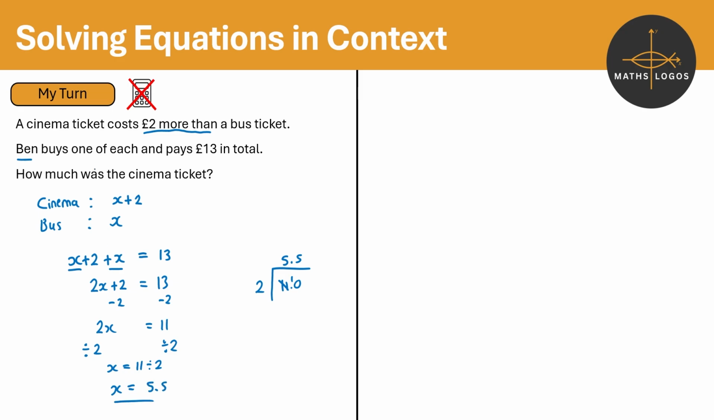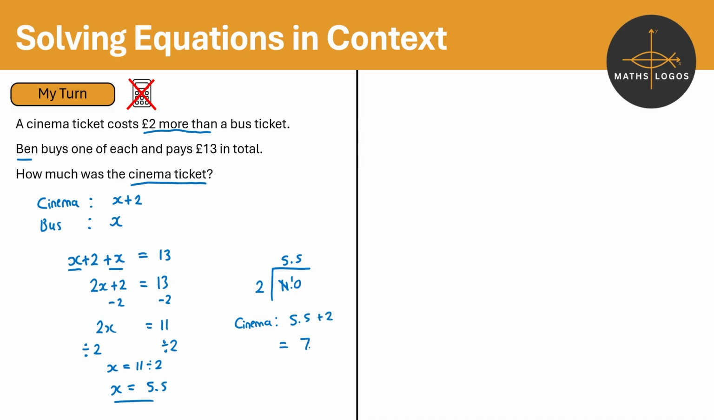Let's just put it in the context of the question. It says, how much was the cinema ticket? Well, the cinema ticket was x add 2, and we know that x is 5.5. So I could say that the cinema ticket is x, which is 5.5, add 2.